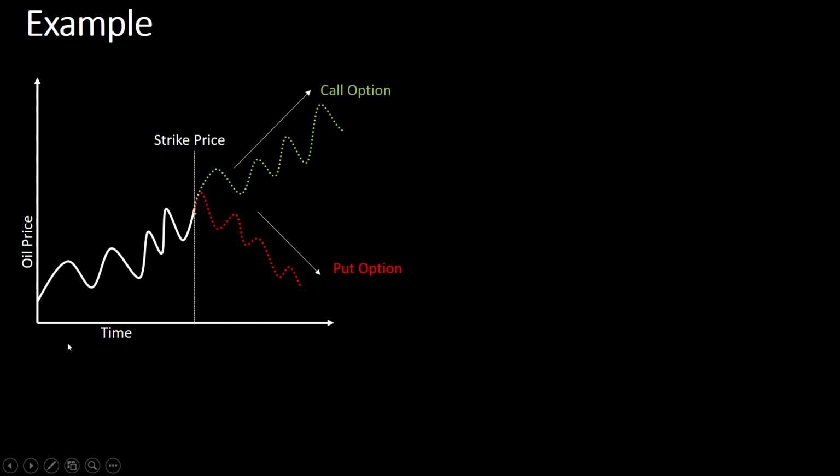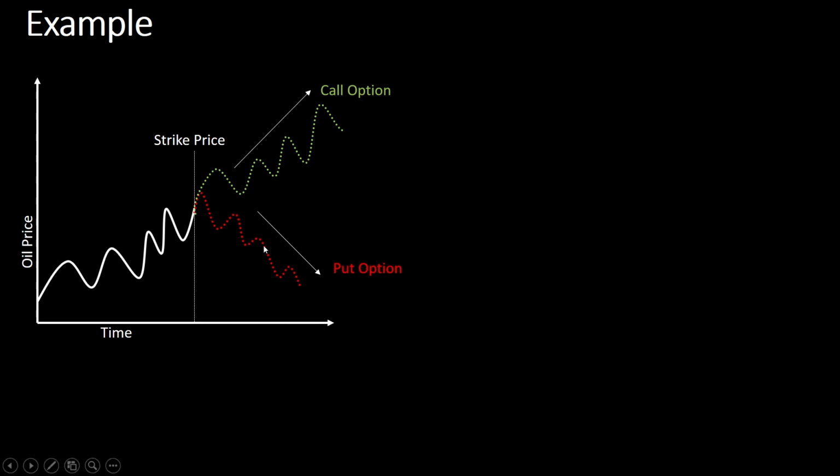Strike price. This is a chart showing the oil price and time. This is the strike price, call option, put option. So these are the options. Yeah, when we talk about options, there are two types: call and put. Call is to call an asset to you. Put is to put an asset away from you. That's the origin of these terms.